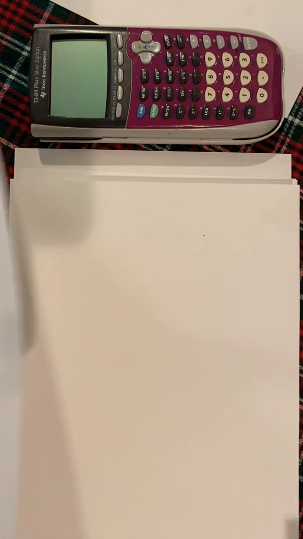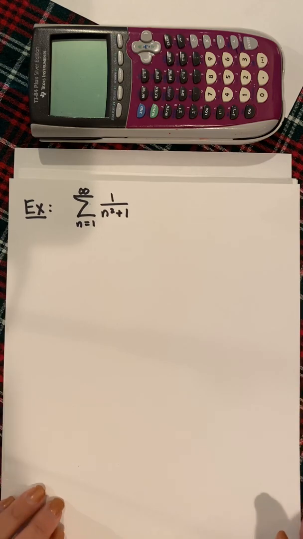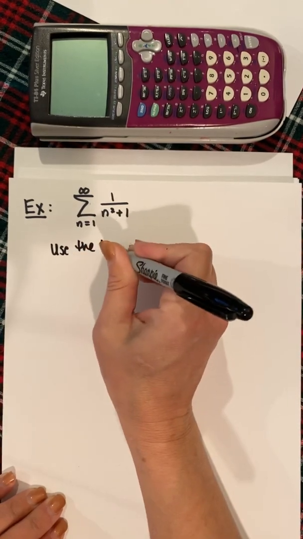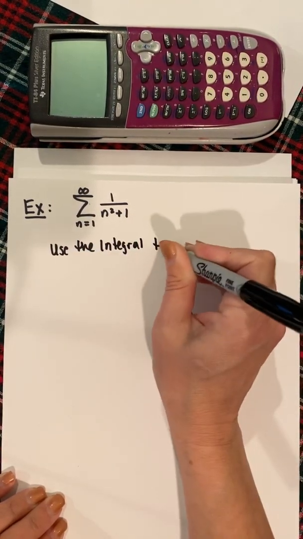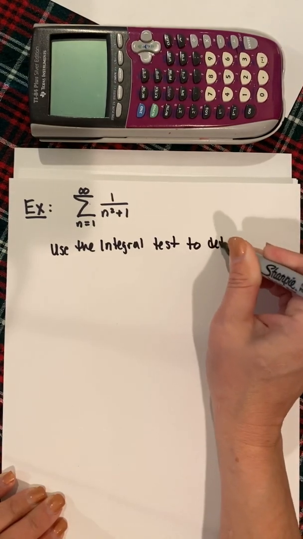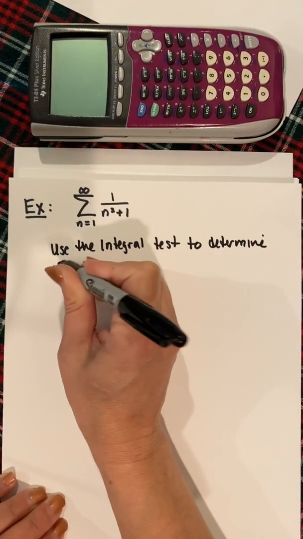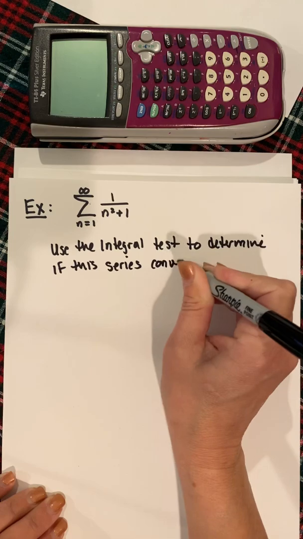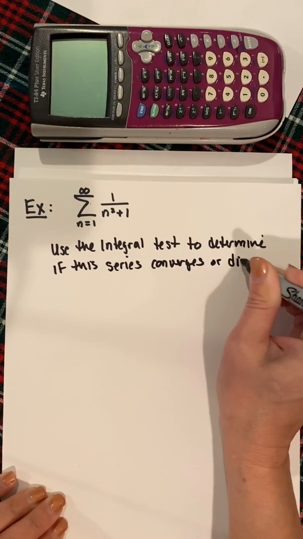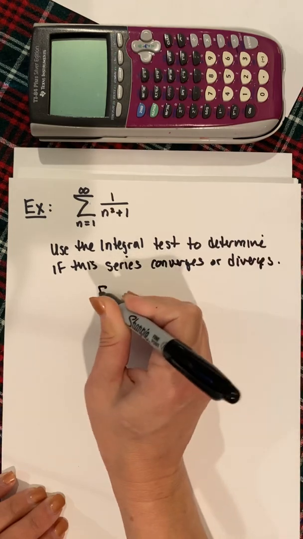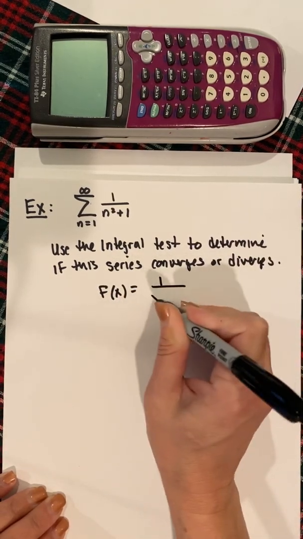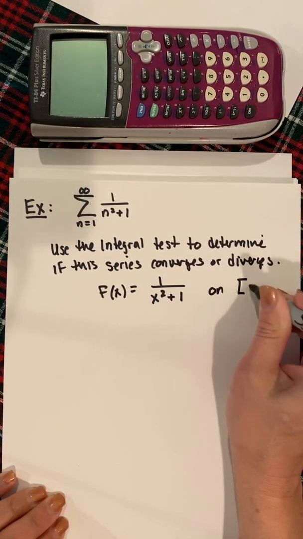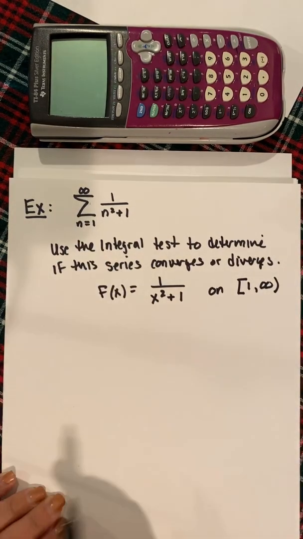Let's look at this particular series and use the integral test to determine if this series converges or diverges. All right, so the corresponding function would be 1 over x squared plus 1. So we're looking at it only from 1 to infinity, because our series goes from 1 to infinity.